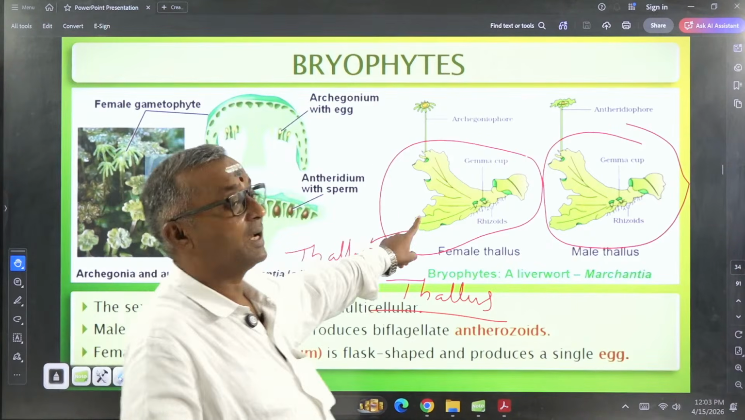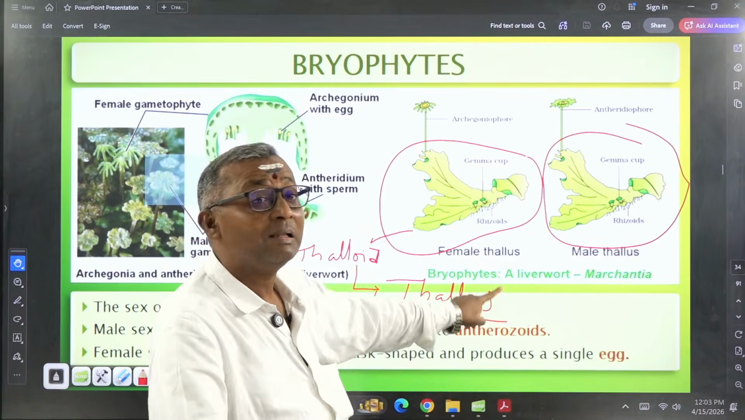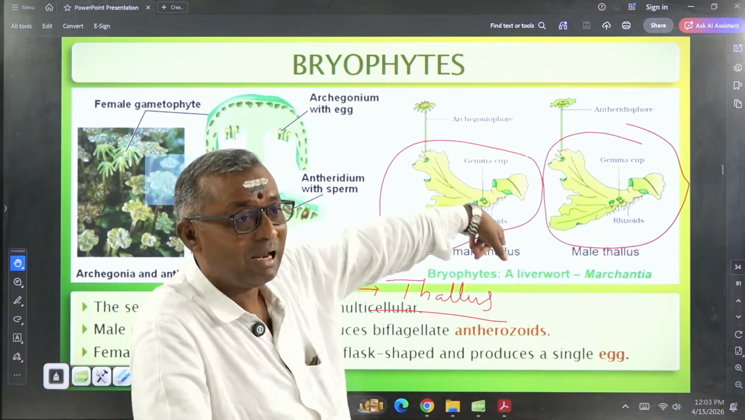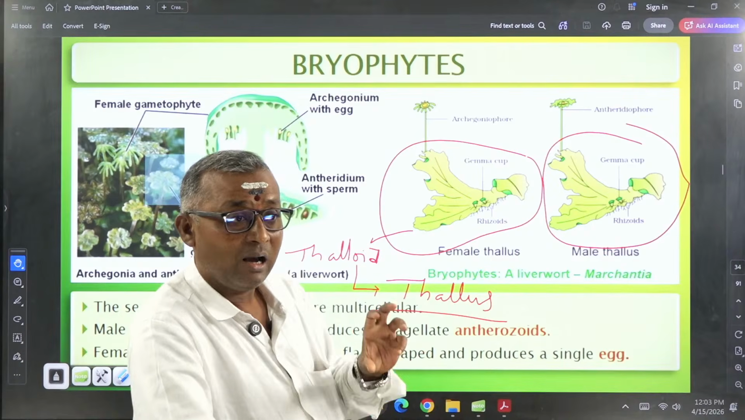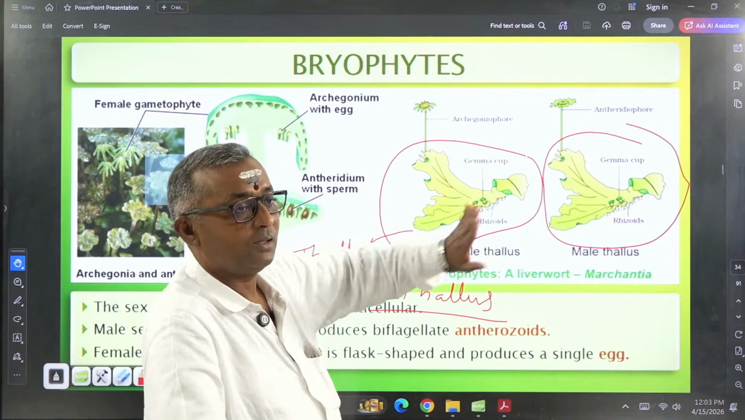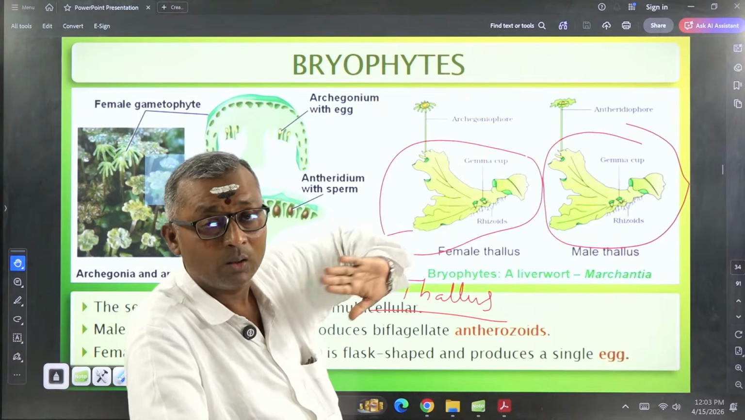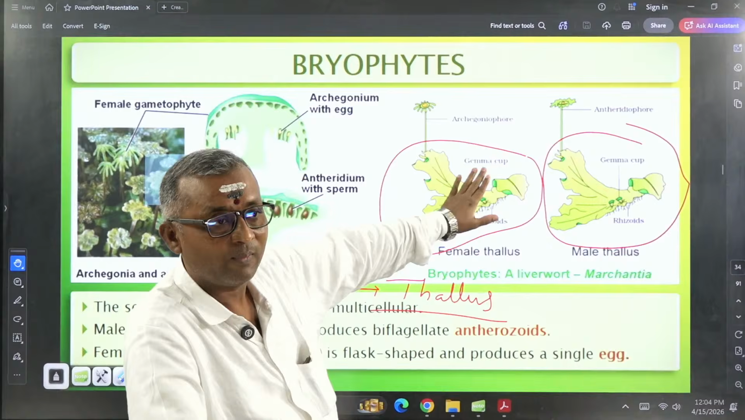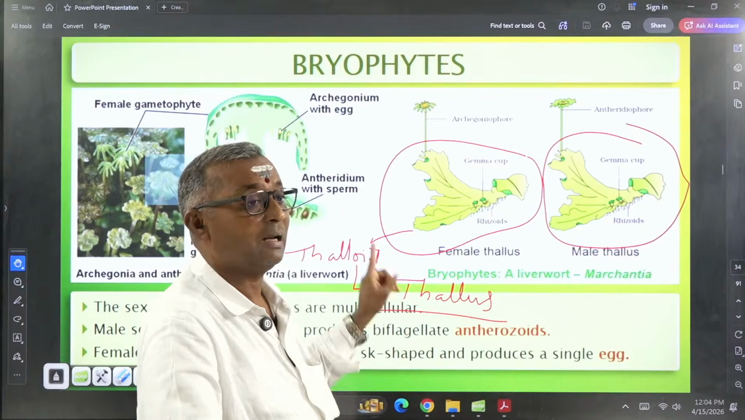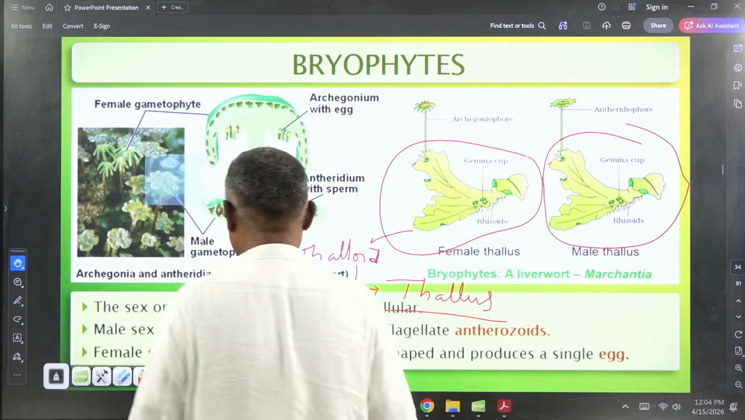I said this is Marchantia. Marchantia is having what kind of body? Thalloid body. So its body is called thallus. Thallus means undifferentiated body. Undifferentiated in the sense that here there is no root, no stem, no leaf. This kind of body is called thallus. Understood? That's very important.